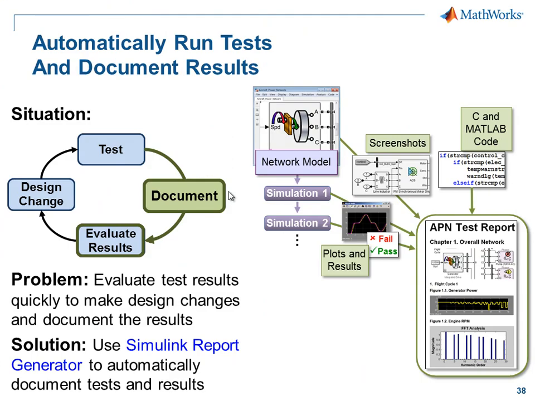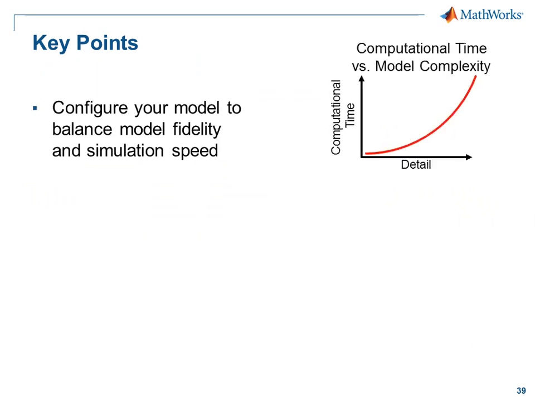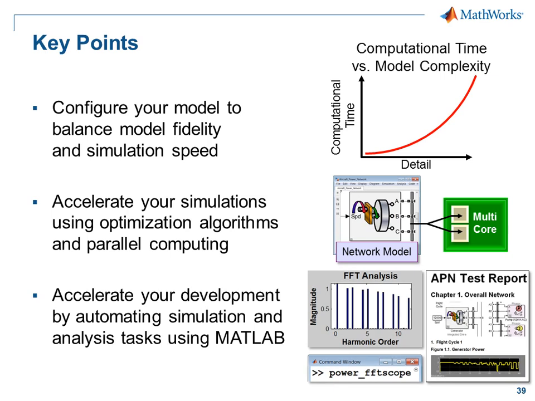In this demonstration, we have seen how we can automatically run and document the results of tests using Simulink Report Generator. Here are the key points from our presentation. We saw many ways to configure our model so that we could balance model fidelity and simulation speed, including simulation modes and level of abstraction of the models. We saw how we could accelerate our simulations using optimization algorithms and parallel computing. And finally, we saw how we can accelerate our development process by automating analysis tasks using MATLAB.